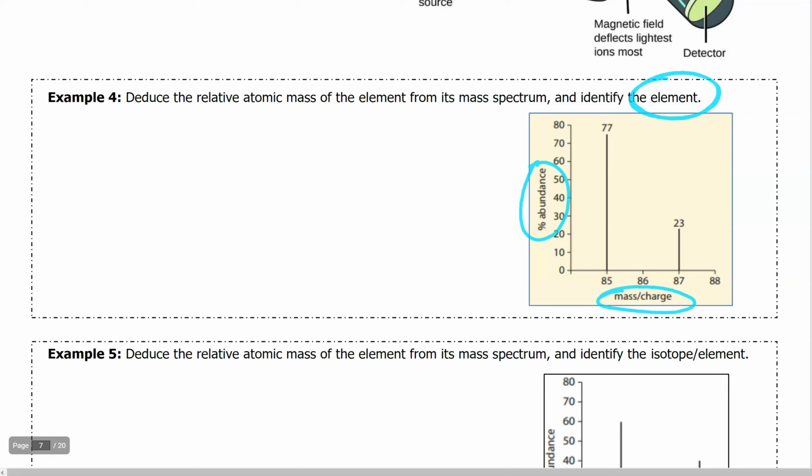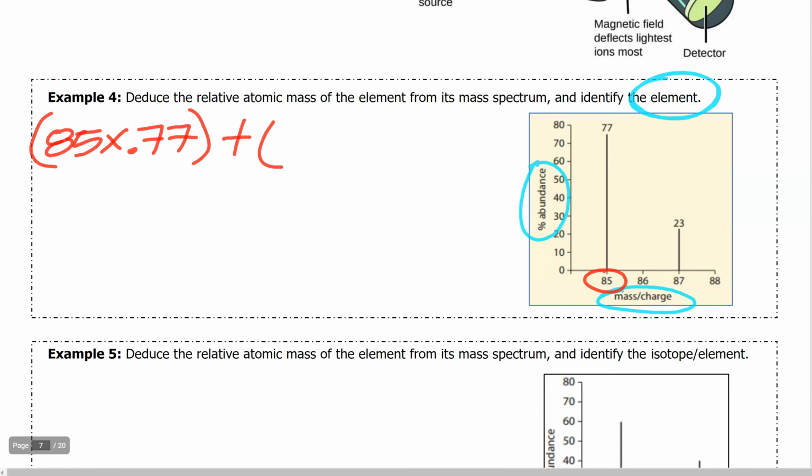So they said 77%, so that's where this line's coming over, and then they're saying that one's 23. So that's where we're going to get our data. We'll do the 77 first. So the 77 weighed 85. So I'm going to go 85, and I'm going to multiply that by, in my calculator, 77%, which would be 0.77.